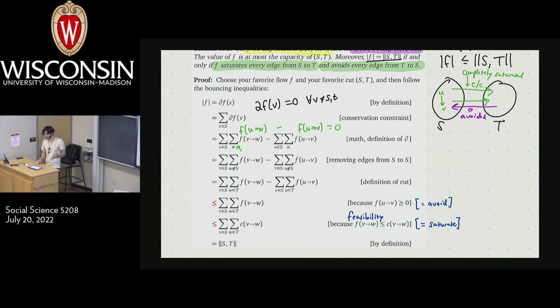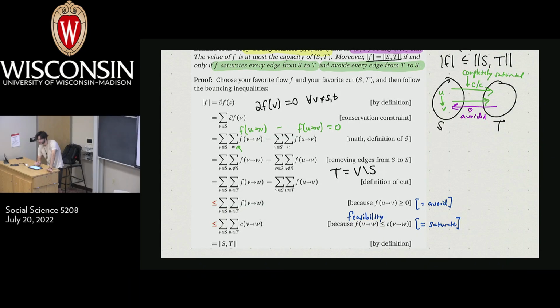So in other words, flow that leaves a node in S and enters a node in S will cancel out, and so we're only left with flow that leaves a node in S and enters a node in T, which is the next step. That's just because S and T partition V. So we have T equals V minus S. So if W is not in S, it must be in T. It can't be anywhere else.